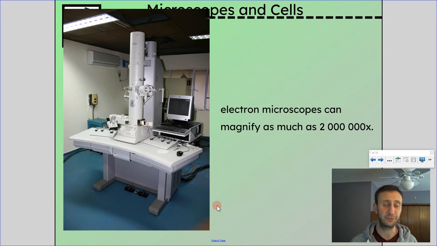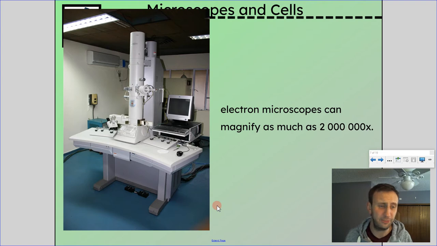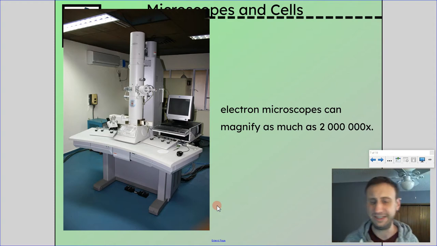Now, electron microscopes can go much, much further than that. This is a picture of an electron microscope, and it can actually magnify up to like 2 million times. And there's even, I think, crazier ones. There's different kinds of electron microscopes. There's scanning electron microscopes. There's tunneling electron microscopes. There's all these different types. It's amazing, actually. Microscope technology is fascinating, and it's actually always getting better as well. But electron microscopes allow us to see incredibly amazing small, teeny, teeny, tiny things.